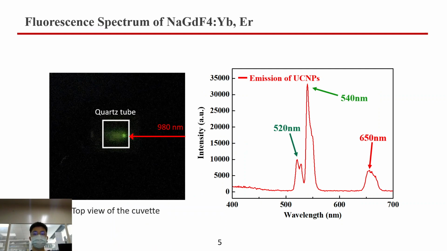Then we can take these samples to measure the photoluminescence. And this is a top view of the measuring machine. We can see the emission of the UCNP distributes at three peaks, which are 520, 540, and 650. And the combination leads to the green fluorescence we see.